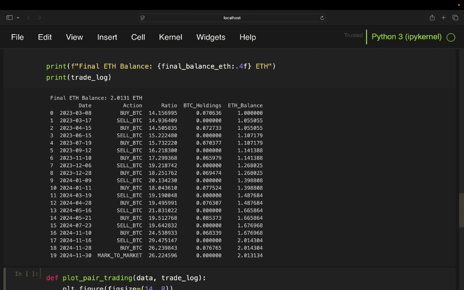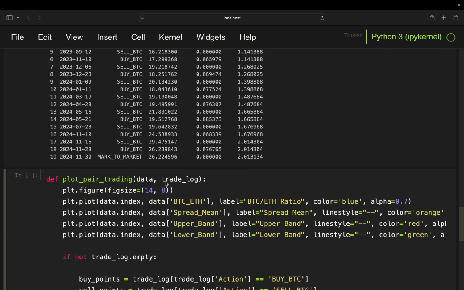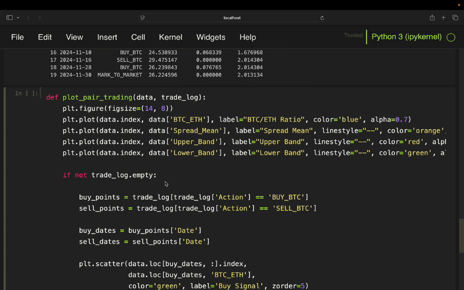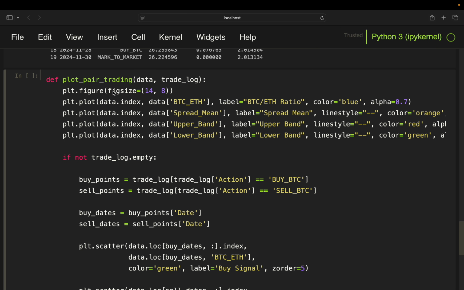Now that the backtest is complete, let's visualize the results to see how the strategy performed over time. I mean, you already see it here, but it's always nice to see it in a visual way, so I'm not going to bore you with the details here. What I'm just doing here is setting up a line plot and then adding the BTC ETH course or price as a line chart. Same story for the mean spread, the upper band and the lower band. So you see that nice corridor here.